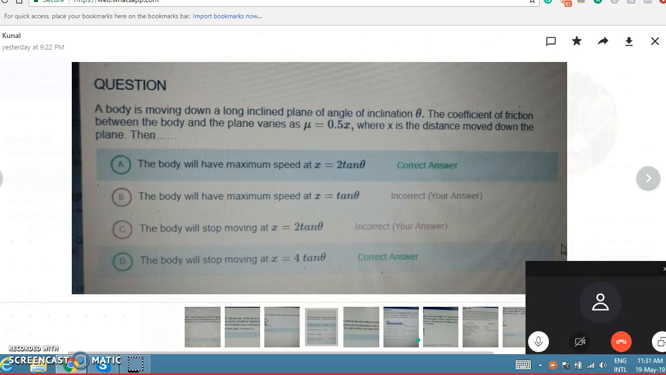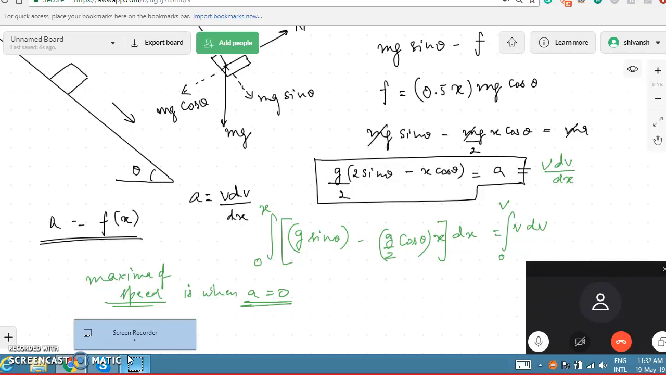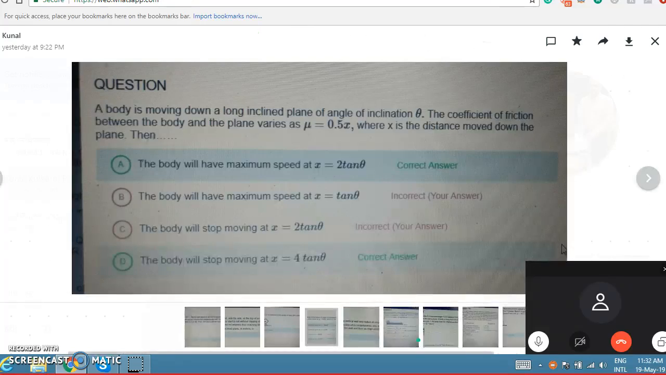So what have they asked? Maximum speed. Maximum speed is found when? When do you think is the maximum speed found? The maxima of speed is when acceleration is 0. So if we were to find out the maximum, we could just simply equate this to 0, no? Right? Then wherever the acceleration is 0, you would find out where the velocity is maximum. So that is one answer that you can get.